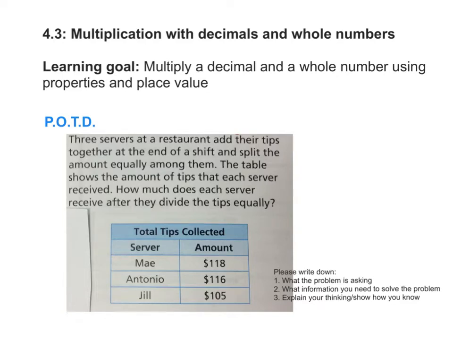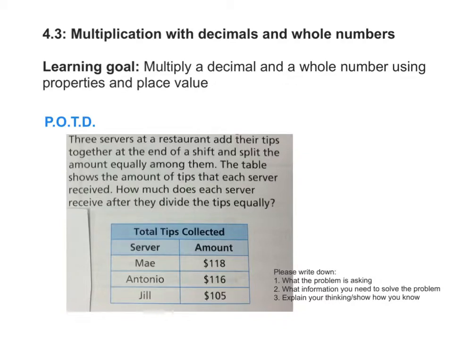Today we are talking about chapter 4.3, which is all about multiplication with decimals and whole numbers. Wait a minute, isn't that what we did yesterday? Multiplication with decimals and whole numbers? We did, but we used base 10 blocks. We used a different strategy.